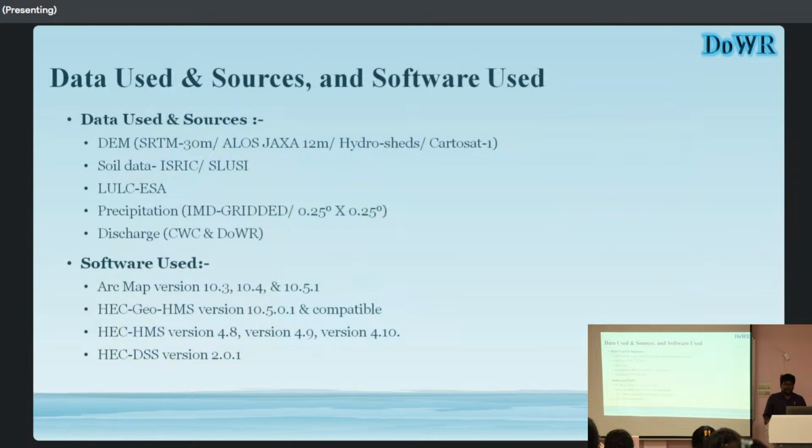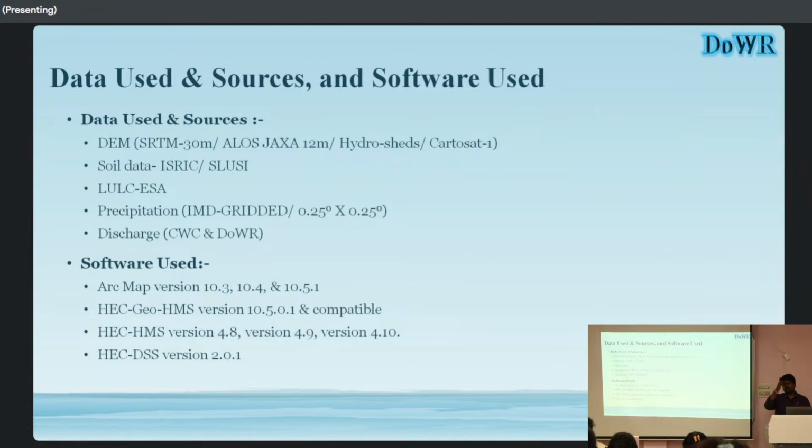I have taken this type of data, like SRTM 30 meter, ALOS JAXA, the Japan 12 meter DEM. Hydrosheds you can take, and USGS Earth Explorer also you can download the DEM. The soil data is from ISRIC or SLUCI, and land use land cover I have taken from ESA, European Space Agency. Then IMD gridded data, 0.25 degree, means about 30 kilometer by 30 kilometer. At each grid point you will get your rainfall data.